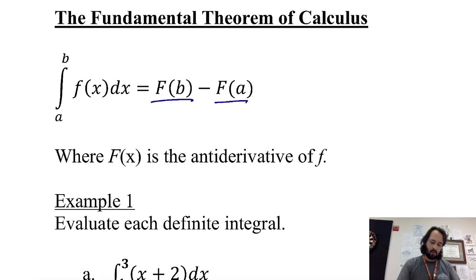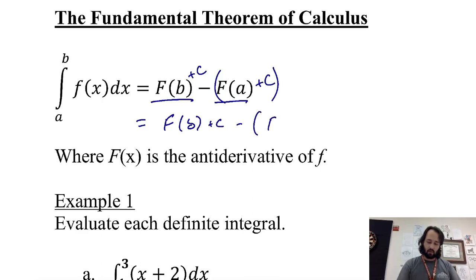Now the other thing here that I usually get asked is the plus c, which I'm not really going to worry about, because if I do f of b plus c for the antiderivative minus f of a plus c, what happens to those c's? Well, same function, so the c's will subtract and make 0. So we're not going to worry about the plus c's, because those constants will just subtract anyway.